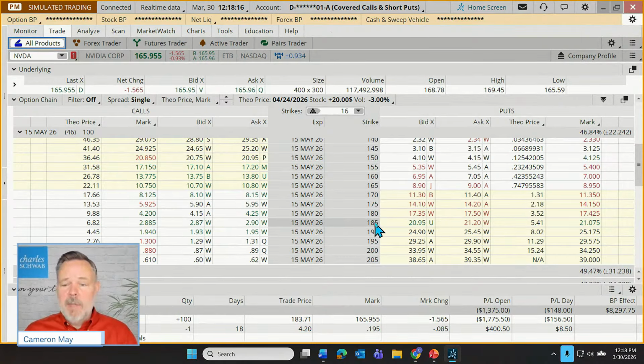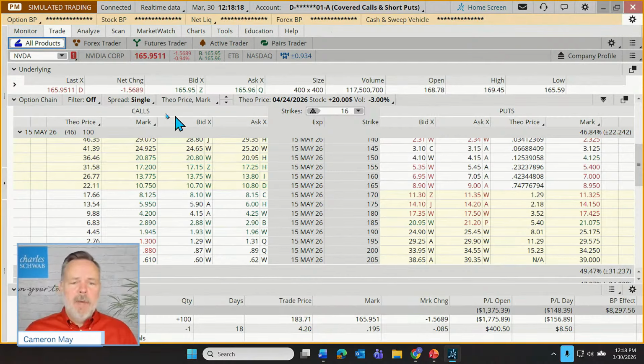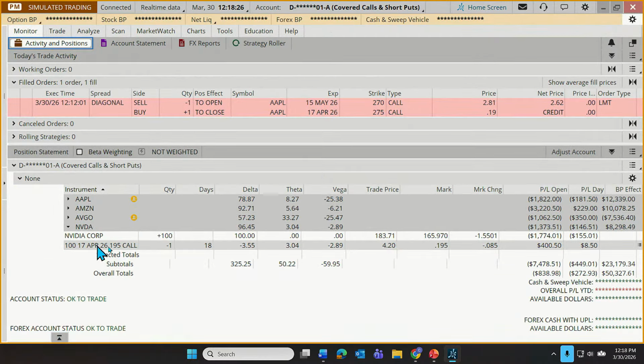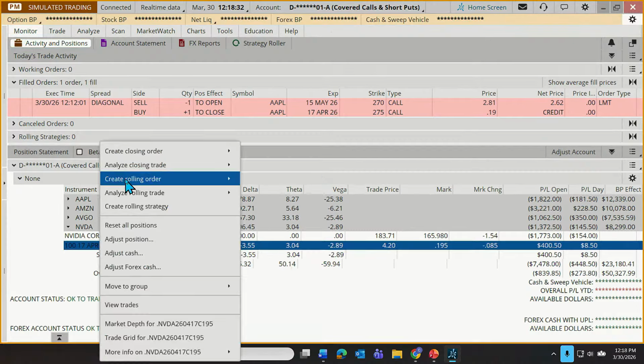I'm not saying that everybody should be trading that way, but I think that's what we're going to do for this position. Let's sell that 185. So we're going to roll our April 195 to a May 185. So let's right click here and create a rolling order.